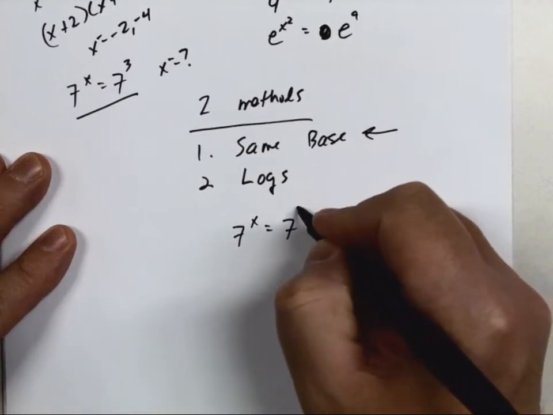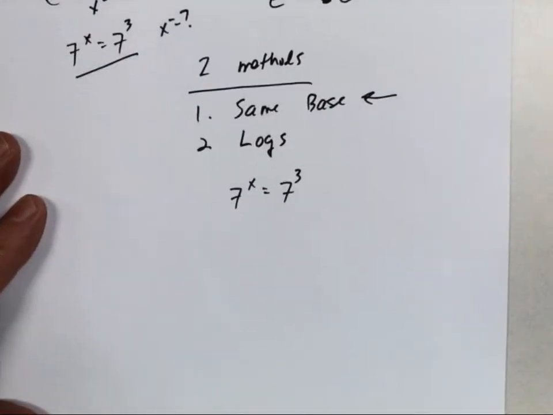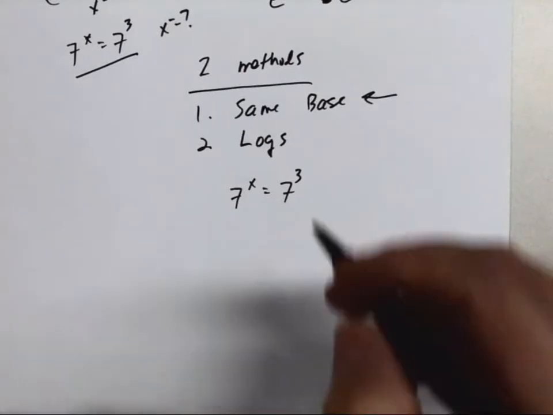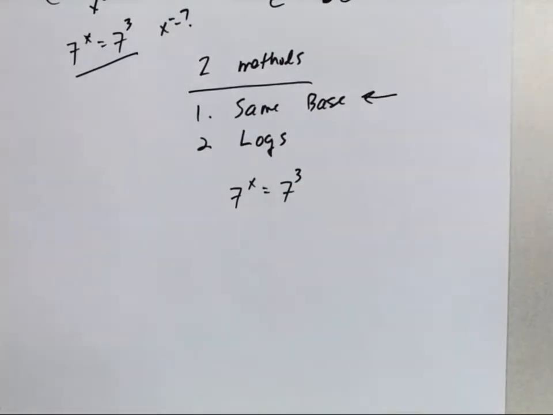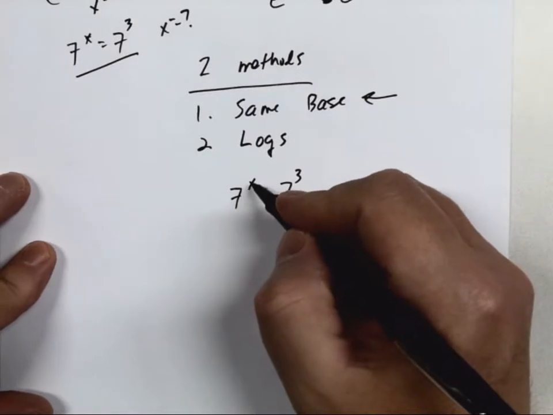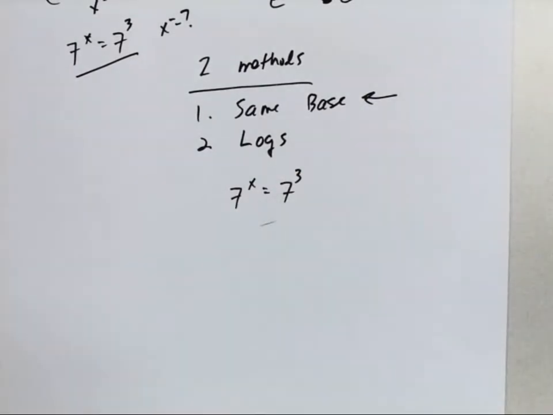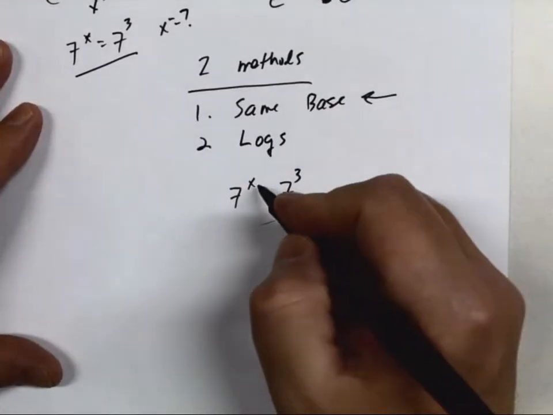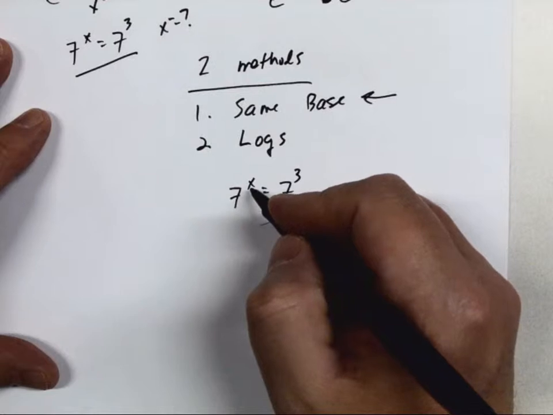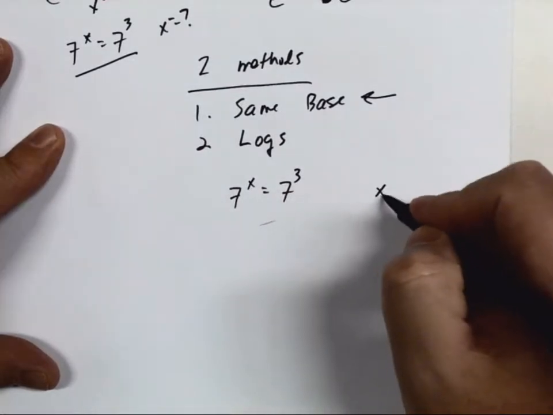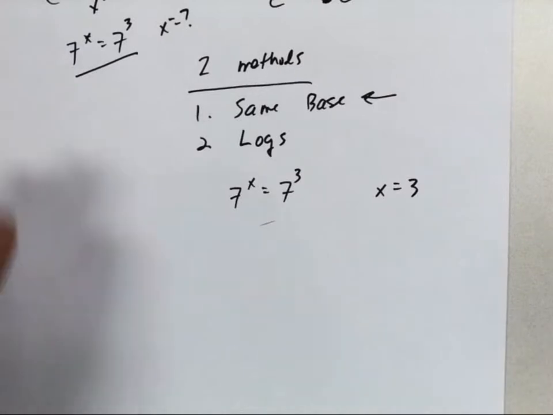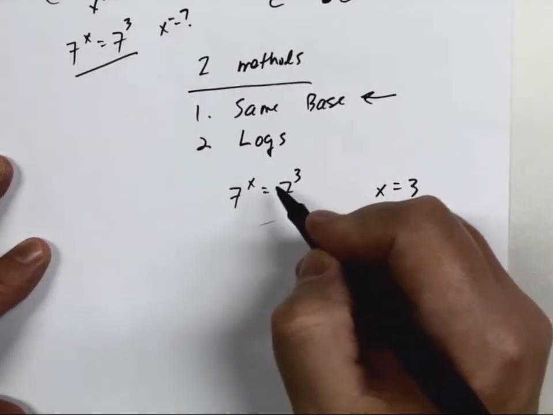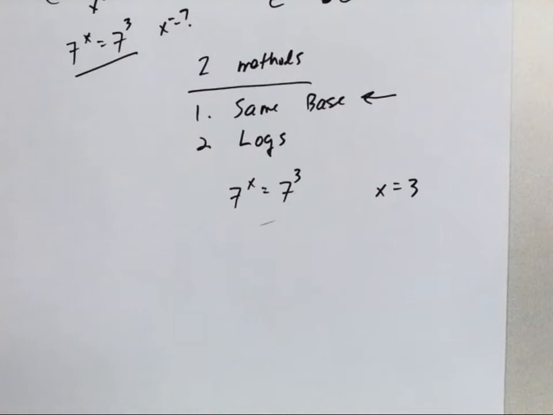Now maybe a lot of you already solved this in your head, but the solution for this equation, I always like to say, is the value of x that makes this equation true. Hopefully you see what number x would have to be for this equation to be true. 3, right? 7 to the x equals 7 to the third. For that equation to be true, obviously x has to be 3.